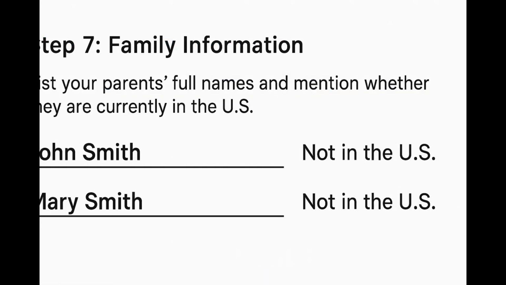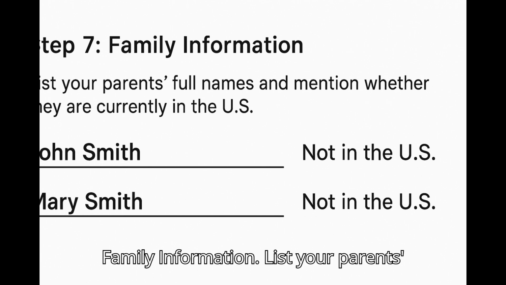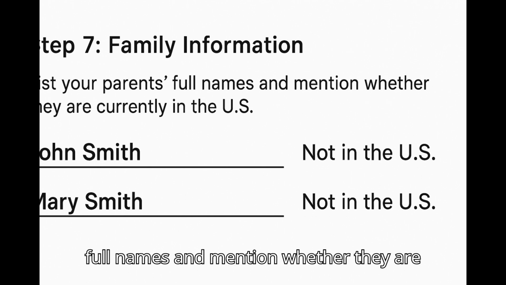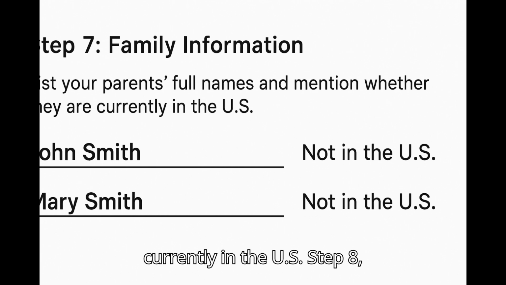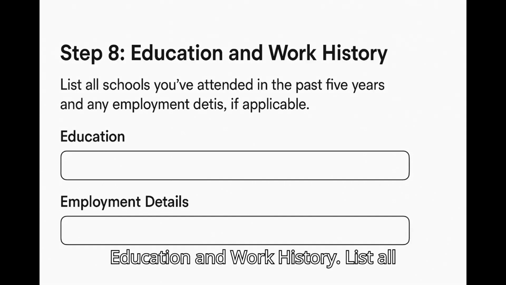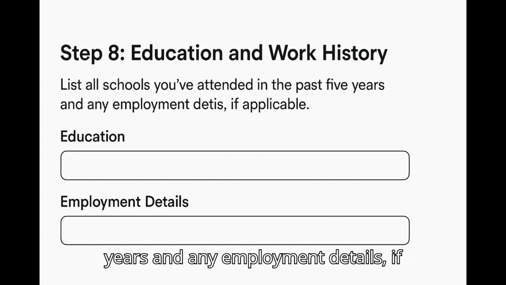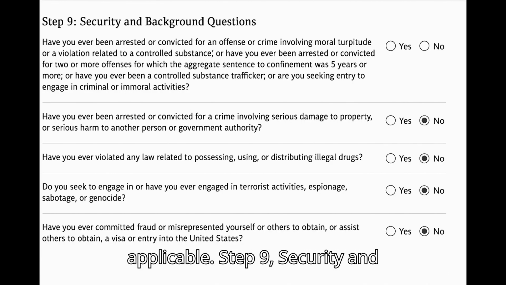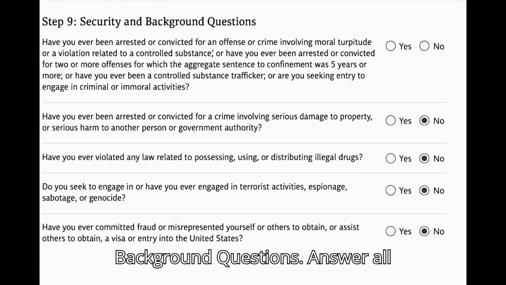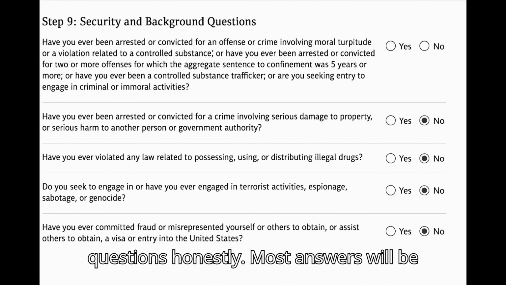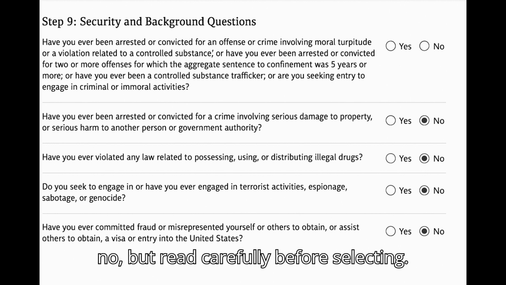Step 7. Family information. List your parents' full names and mention whether they are currently in the U.S. Step 8. Education and work history. List all schools you've attended in the past 5 years and any employment details if applicable. Step 9. Security and background questions. Answer all questions honestly. Most answers will be no, but read carefully before selecting.